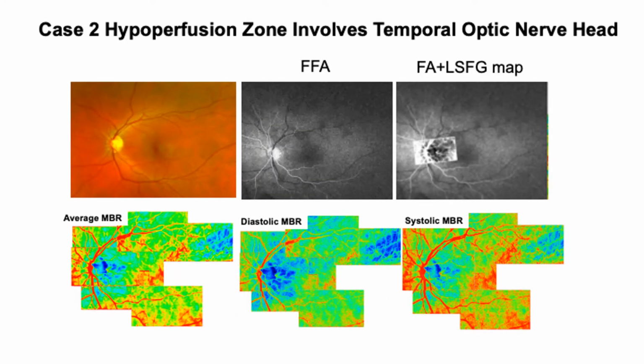Here's an example of a choroidal hypoperfusion zone only involving a smaller area, including just the temporal portion of the optic nerve head, as shown on both the fluorescein angiogram and the montage of laser speckle blood flow.